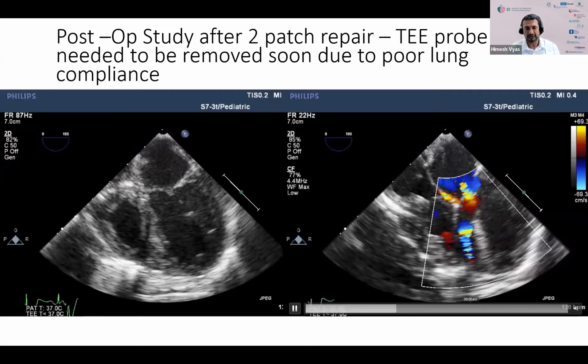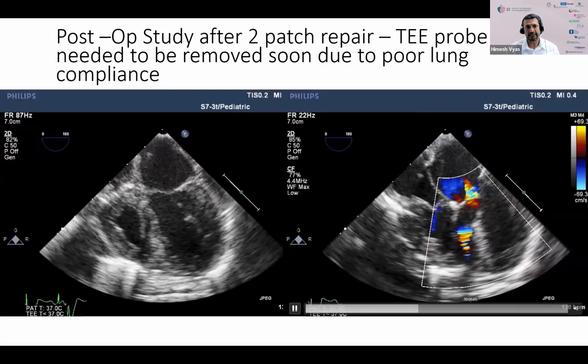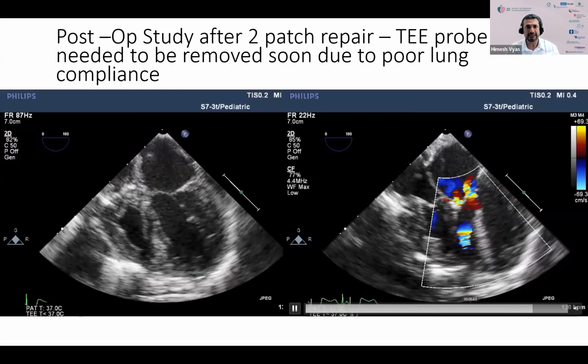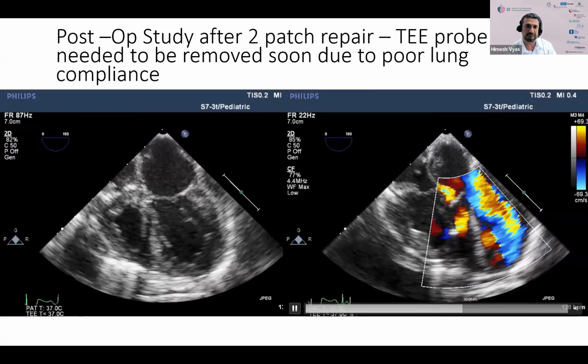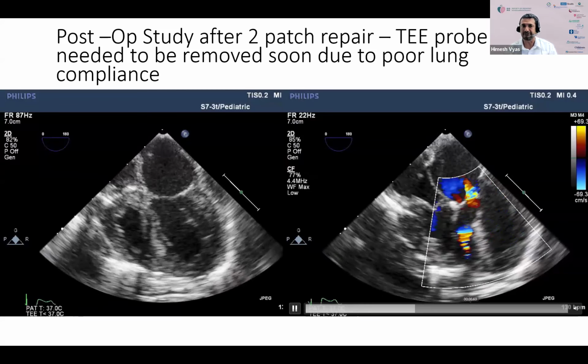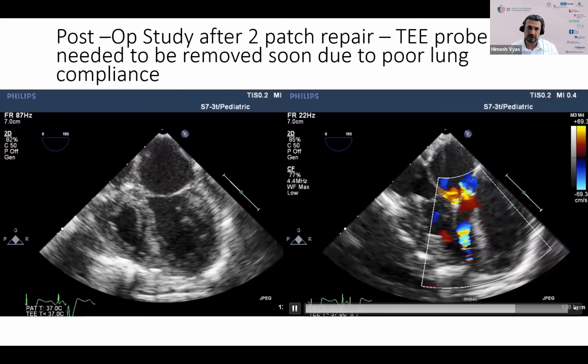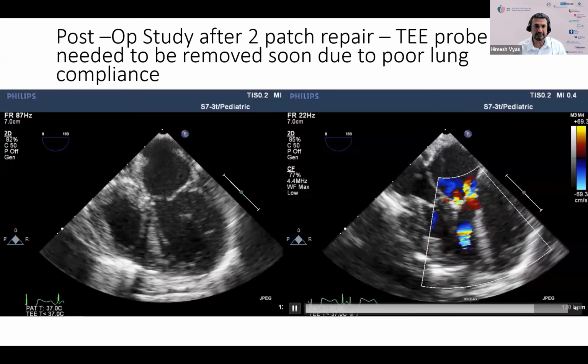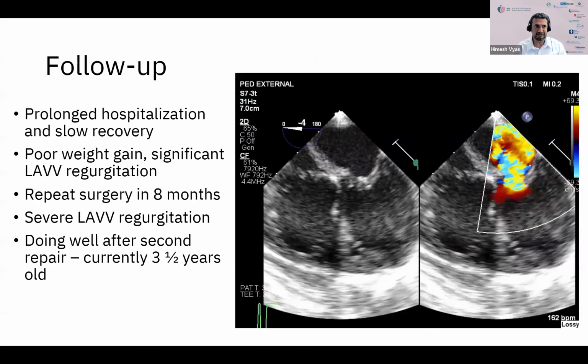So, we discussed this with the surgeon, and the surgeon didn't feel that, given the valve anatomy, it would be possible for him to re-repair or to go back on bypass and attempt to repair this valve further for fear of creating more stenosis. So we accepted it as it is at the time. The TE probe needed to be removed soon after the TE was done due to poor lung compliance. That's also a bit of a red flag.